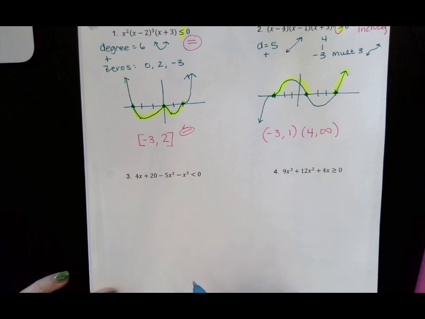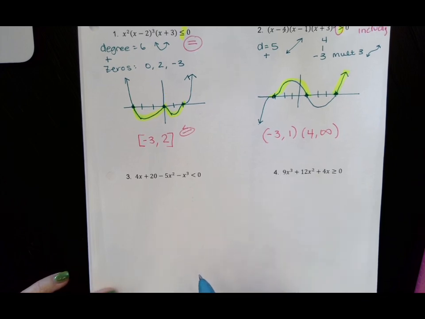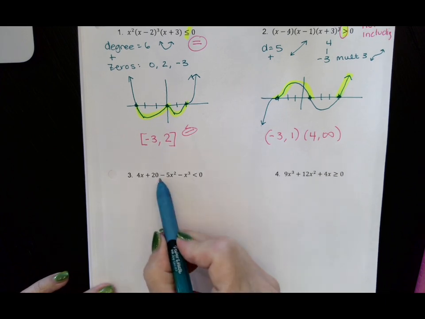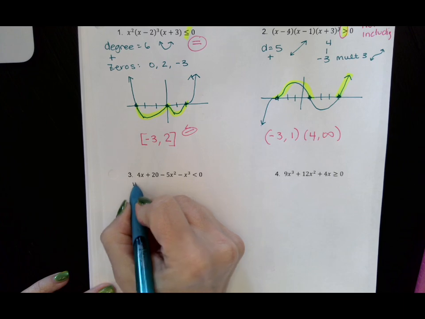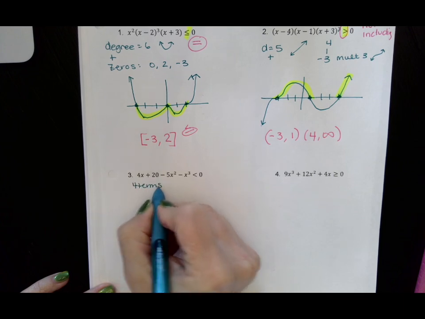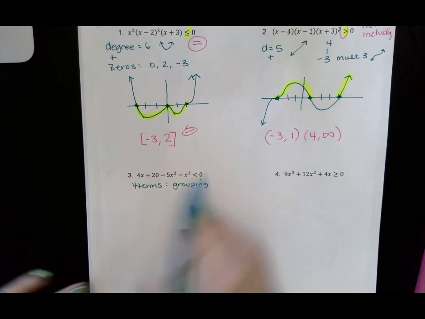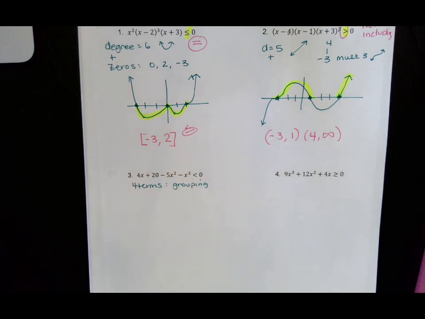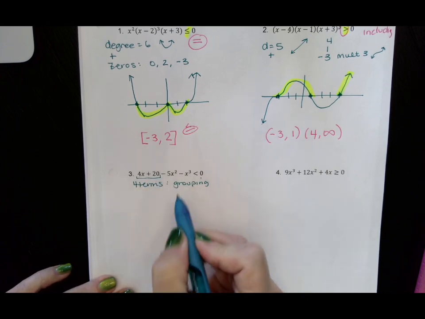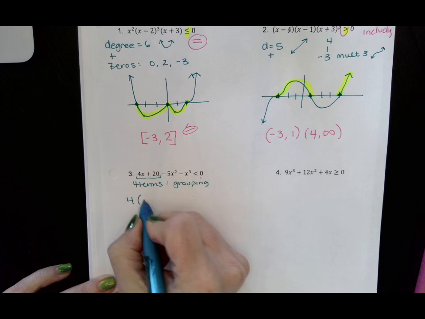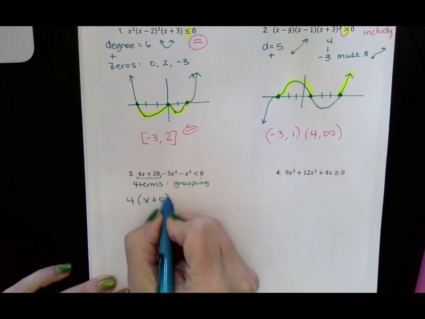So this one's a little harder. So what has to happen here? I have to factor this. So go way back. What has to happen when I have 4 terms? I'm going to factor this by grouping. So if you remember what that means, we're going to look at our greatest common factor between terms. So I'm going to look at the first 2 terms here. My greatest common factor is a 4. So if I pull a 4 out, I have x plus 5.